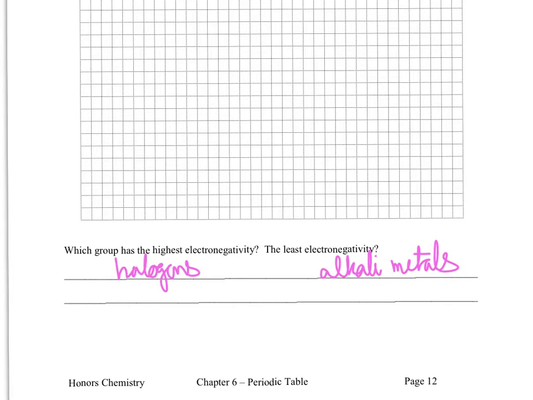Now, below the alkali metals would have been the noble gases. It's just that we don't even have any values for the noble gases. So we say the least electronegative are the alkali metals, but really the noble gases are even below that because we don't even have values for them.